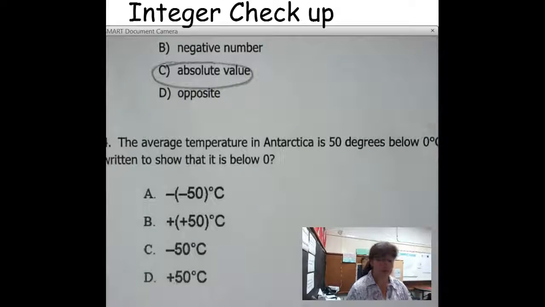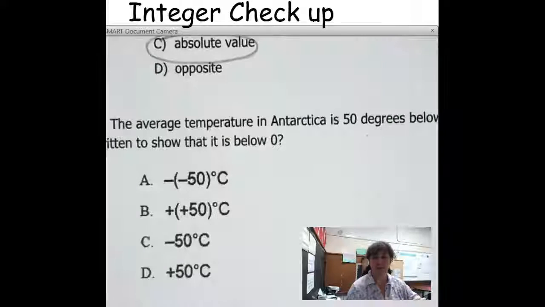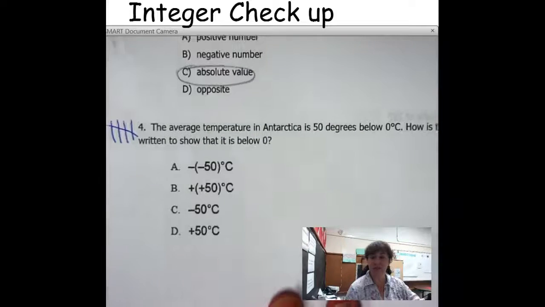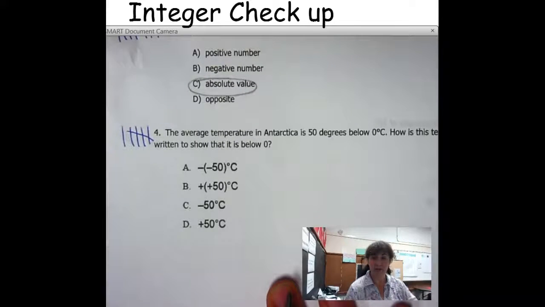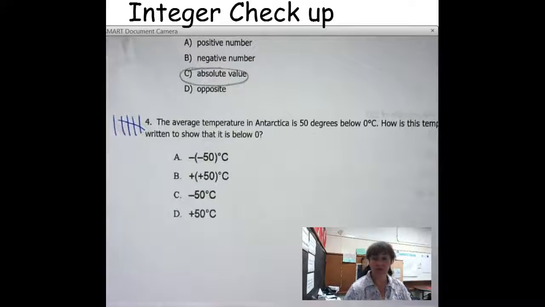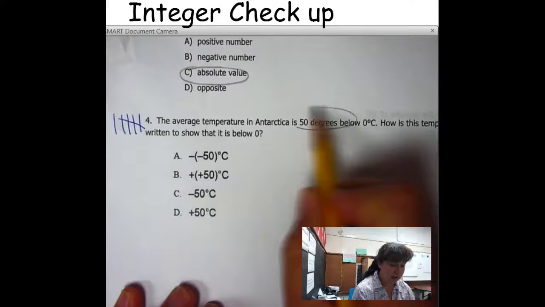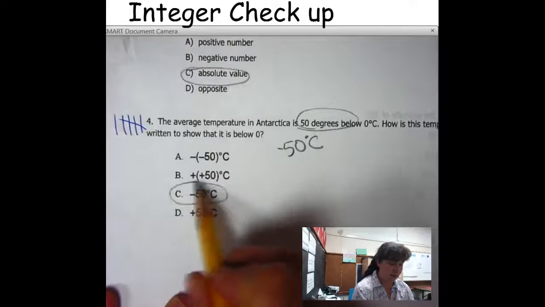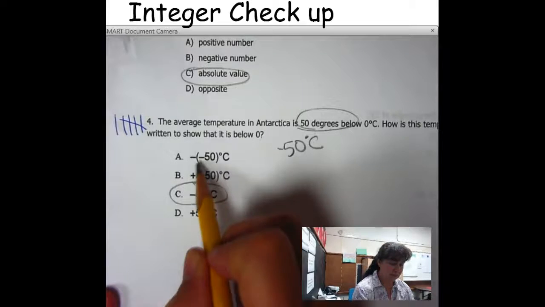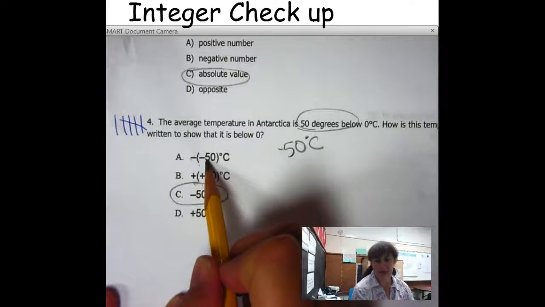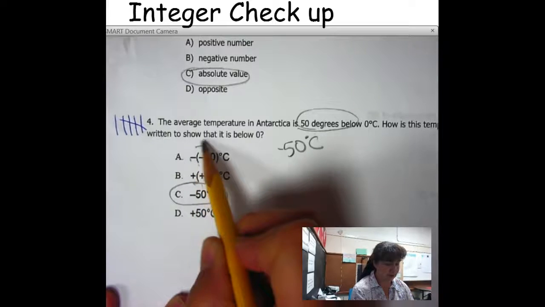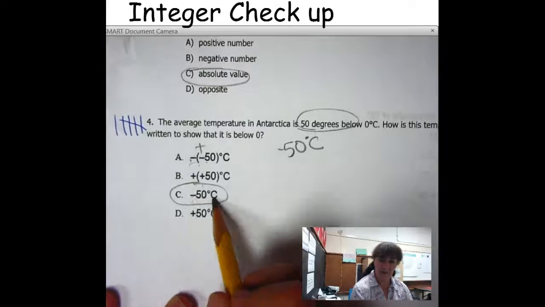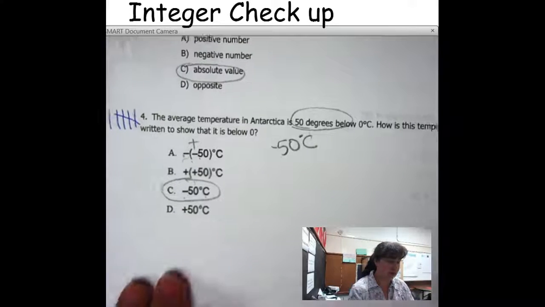Number four, the average temperature in Antarctica is 50 degrees below zero. How is this temperature written to show that it is below zero? So 50 degrees below is going to be negative 50 degrees Celsius. So that matches with letter C. A lot of people put this one, but it was a negative, and that doesn't equal a positive. Negative and negative is a plus, right? And that's not how we would write it. We would just put negative 50. So number four is letter C.